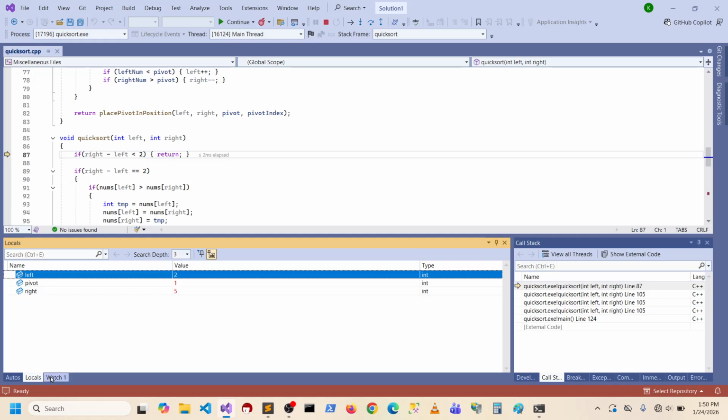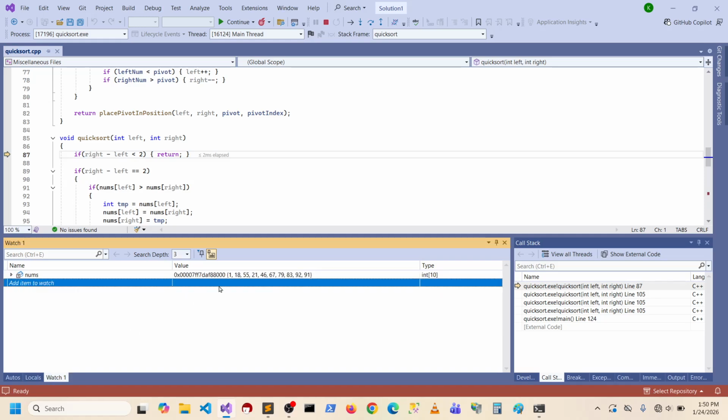It's 2 and 5. Pivot's 18. Left is 55. 67.